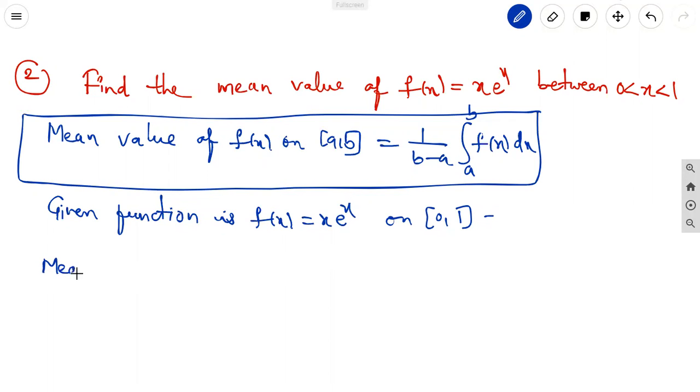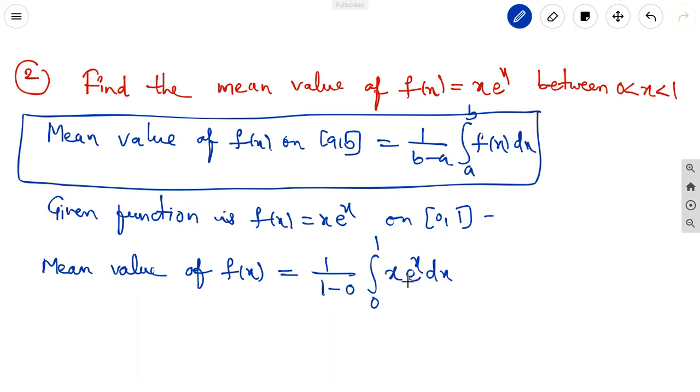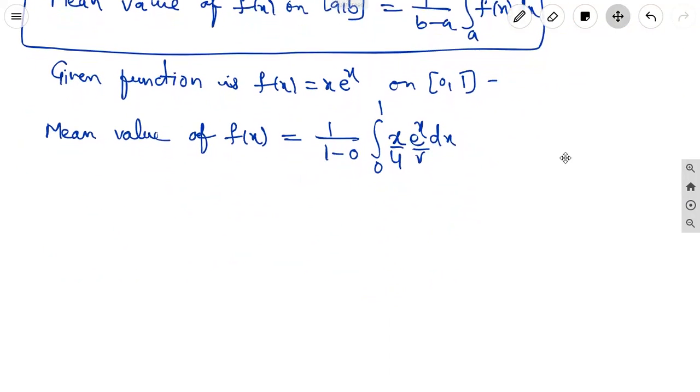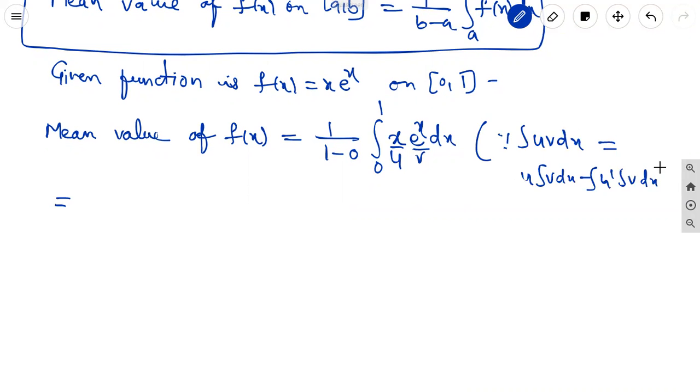Now, the mean value of f of x is equal to 1 by 1 minus 0 integral 0 to 1, where f of x is x e power x dx. This is in UV form, ILATE: algebraic is the first function u, exponential is the second function. 1 by 1 is nothing but 1 only. So 1 minus 0 means 1. What is the formula of integral uv dx? It is equal to u integral v dx minus integral u dash integral v dx whole dx.